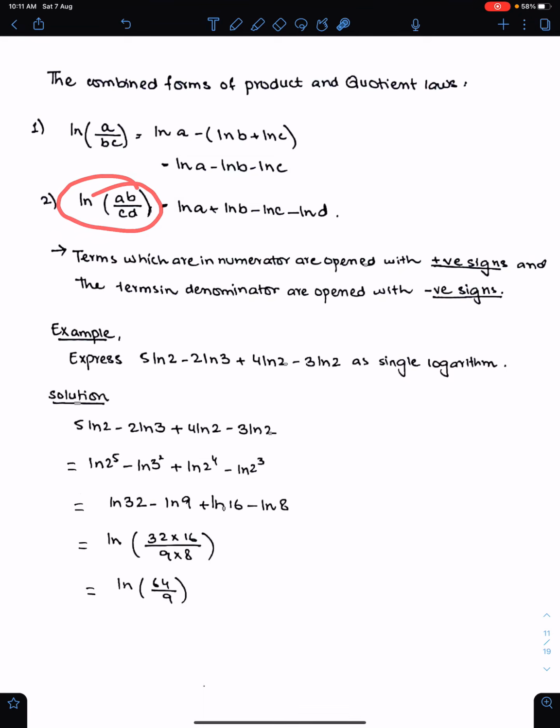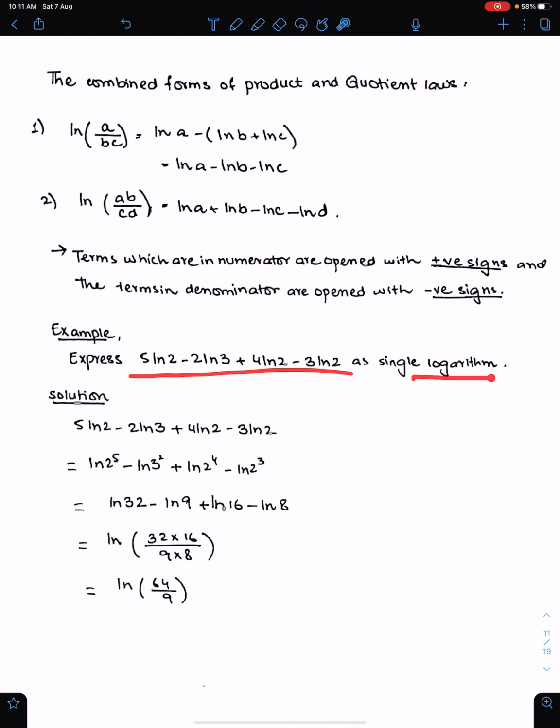You can understand this combined form through this example well. Since both are in the numerator, they both are opened with plus signs, and these two will be opened with negative signs like this: minus ln c minus ln d.